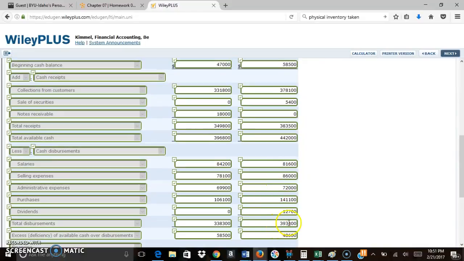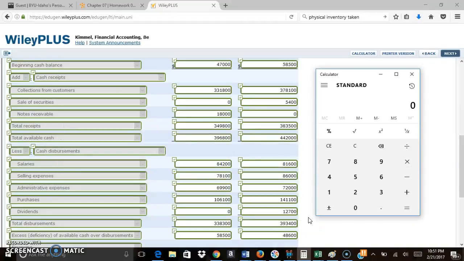And then we total the disbursements. And if you want me to go through that with you, I can. I'm trying to not use the calculator because it takes up so much time. But 81,600 just to be sure, plus 86,000, plus 72,000, plus 141,100, plus 12,700. So 393,400. That looks right.